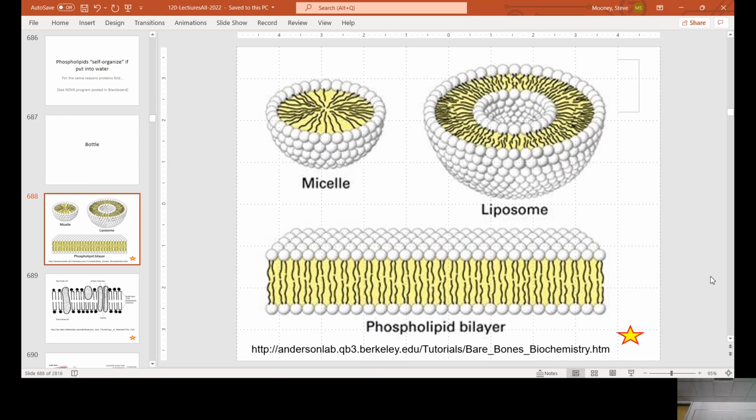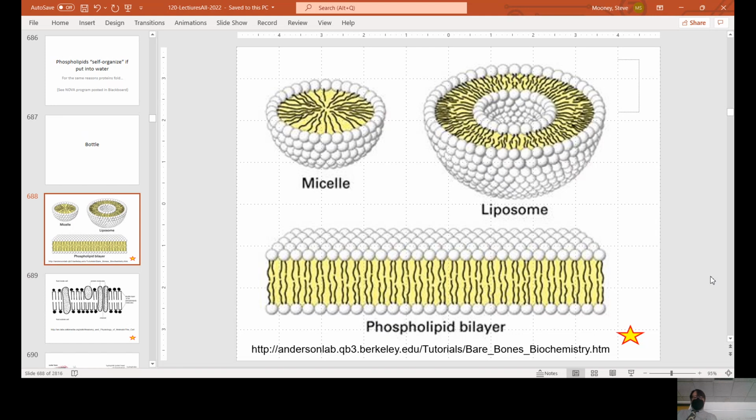So what do they organize into? Phospholipids, you put them in water, they form these structures. You might have a situation where all the tails are in the center of a sphere. That's a micelle. You might have a sphere formed with the bilayer. So you've got water on the inside, water on the outside, but you've got a sphere created. And we will get the phospholipid bilayer. So this is the base structure of our cell membrane.